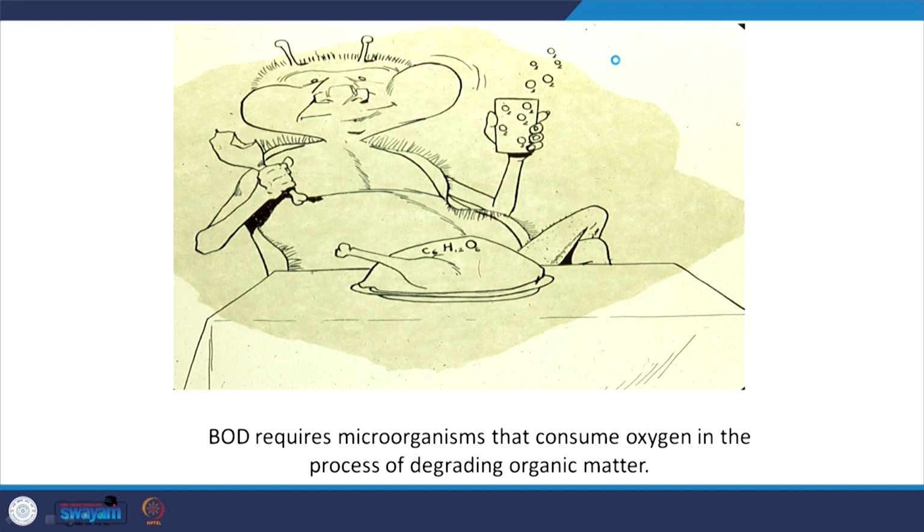Let us look at what we have out here. So, we have the microorganism out here and we have the glucose or such out here, which is the food for the relevant microorganisms, right. Our waste, let us say different forms, here we have C6H12O6, is the food for the microorganisms, but what do they need to be able to make use of this food? They need oxygen, right, they need the dissolved oxygen. So, that is what they have out here. So, BOD requires microorganisms that consume oxygen in the process of degrading organic matter. So, our waste is their food, which is typically called substrate in general.